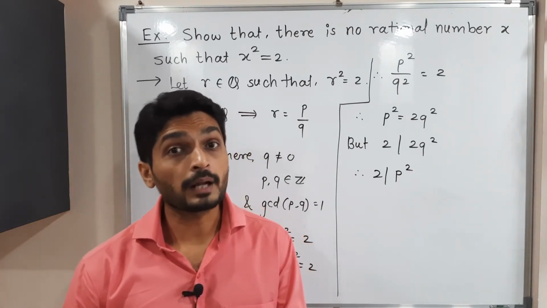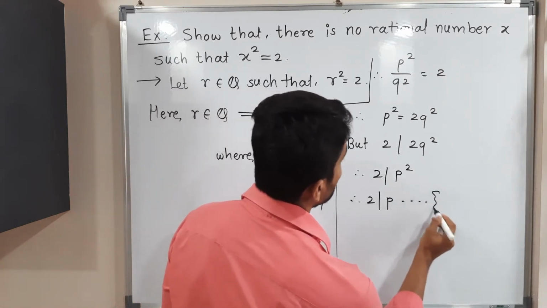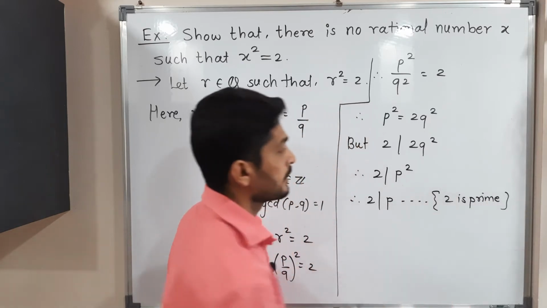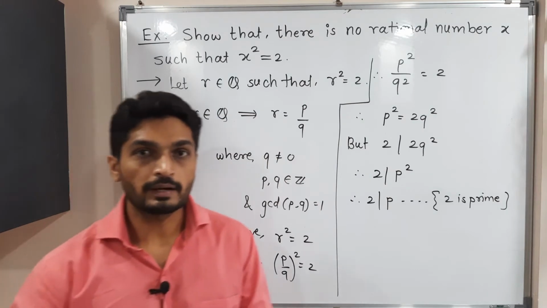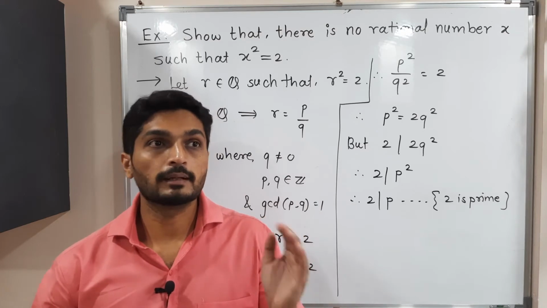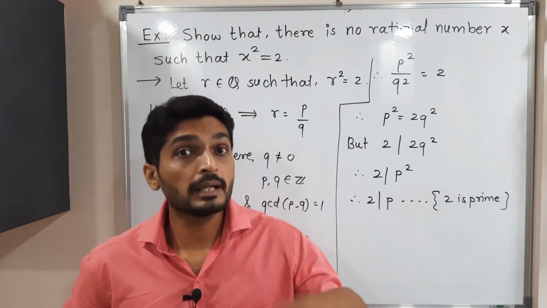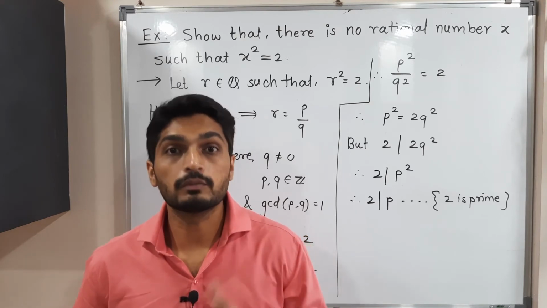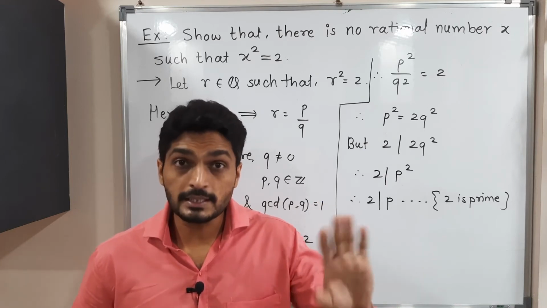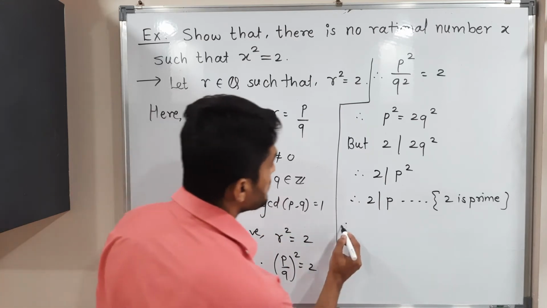See, but 2 is prime. So therefore, if 2 divides P square, obviously 2 divides P. This is possible because 2 is a prime number. So we can write in this way, 2 divides P. So that means P is a multiple of 2. For example, 8. 2 divides 8, right? Because 8 is a multiple of 2. 8 is equal to 2 into 4. 20. 2 divides 20 because 20 is a multiple of 2. 2 into 10 is equal to 20. So similarly, 2 divides P.